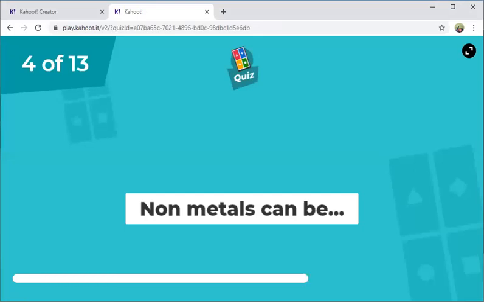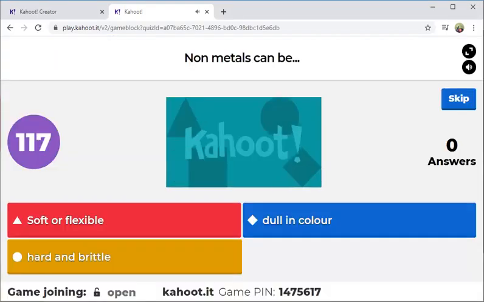Non-metals can be, and you just need to finish up the question. Can non-metals be soft and flexible? Can they be dull in color? Can they be hard and brittle? Choose one and choose correctly.